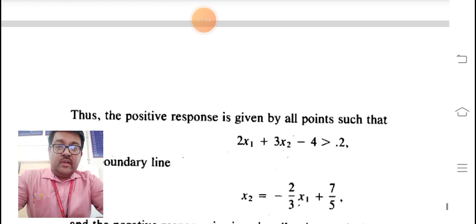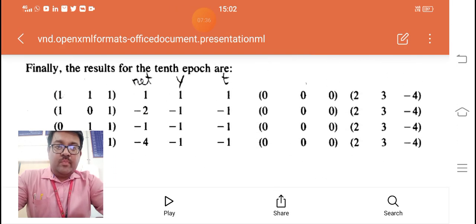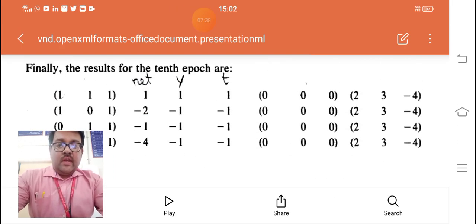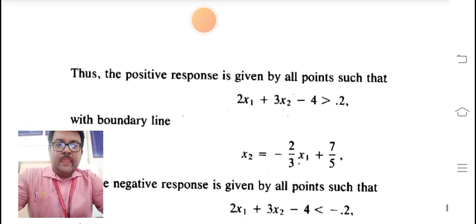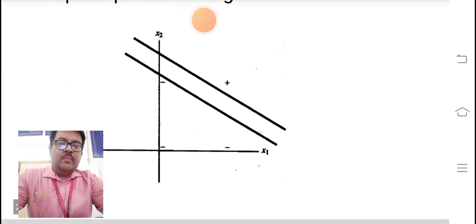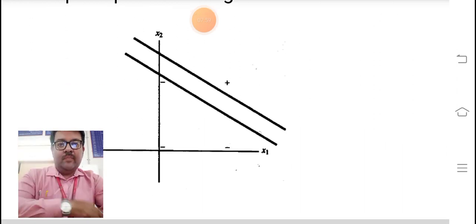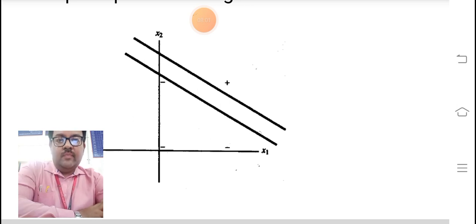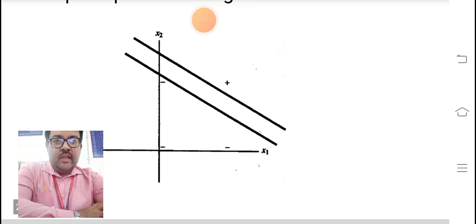Like this we continue and go to the 10th epoch. You can see that in the 10th epoch, output is equal to target for all the inputs. You can see in this truth table y is equal to t. At this time you need to stop. Then you need to draw the separating lines. So this is about the perceptron, and in the next video we will see another neural network. Thank you.